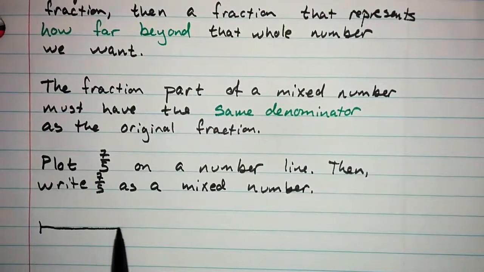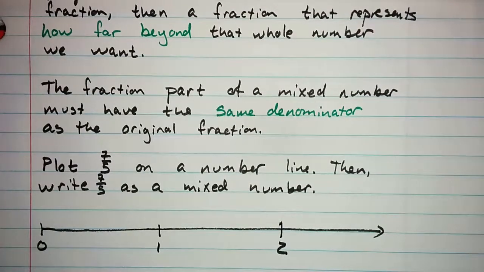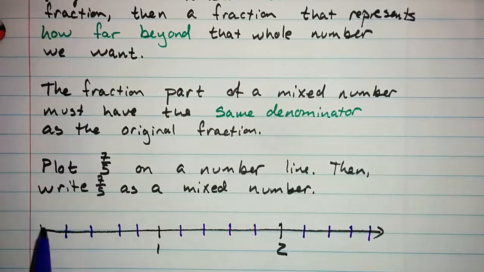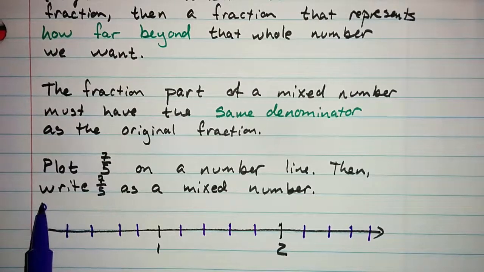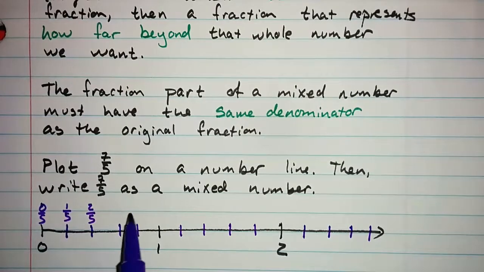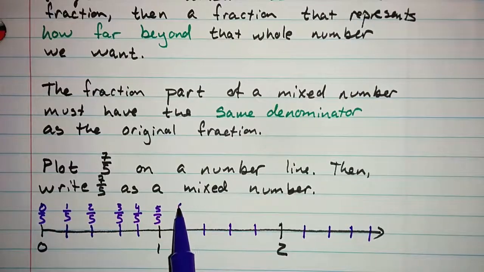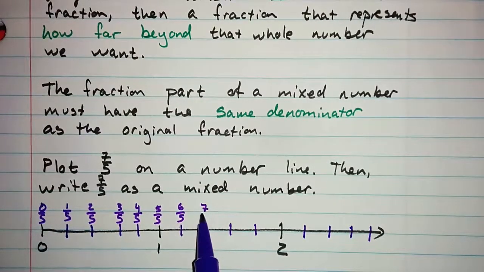Well, here's a number line. I'm going to mark my units, 0, 1, 2. And now I'm going to divide each unit into 5 equal parts to get the fifths. So these numbers are 0/5, 1/5, 2/5, 3/5, 4/5, and 5/5. 6/5, 7/5. There it is. There's the number I'm interested in.